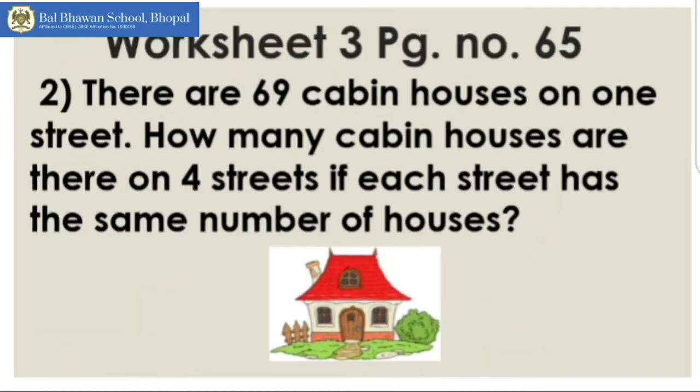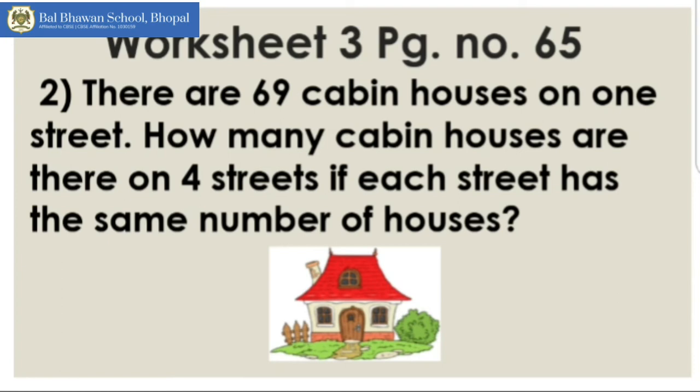Now we'll see one more example. Again, ma'am has taken this question from worksheet 3 from your book only, given on page number 65. Now we'll read the question. Read along with ma'am. There are 69 cabin houses on one street. Now, how many cabin houses are there on 4 streets if each street has the same number of houses?